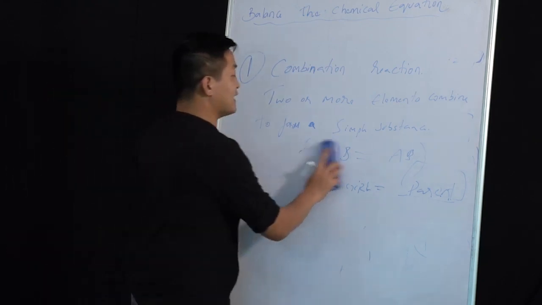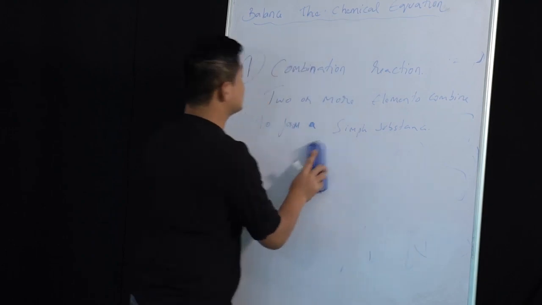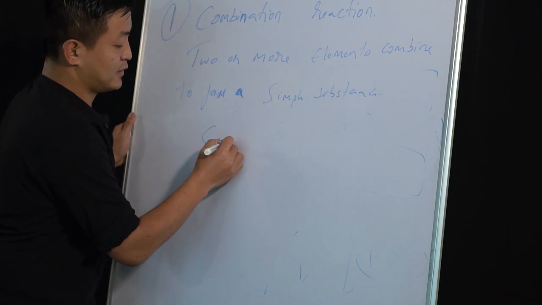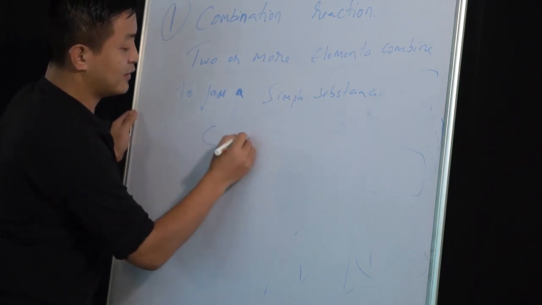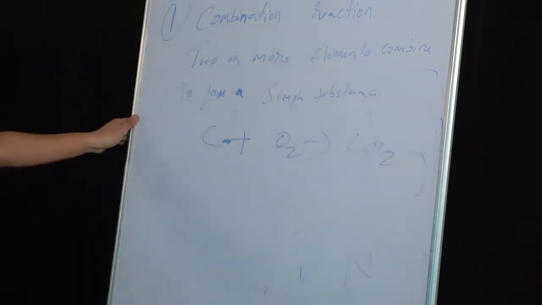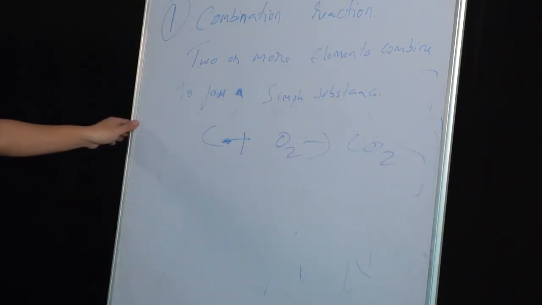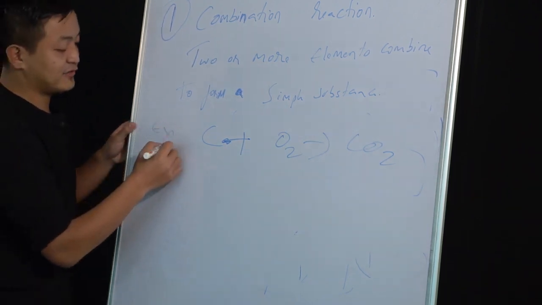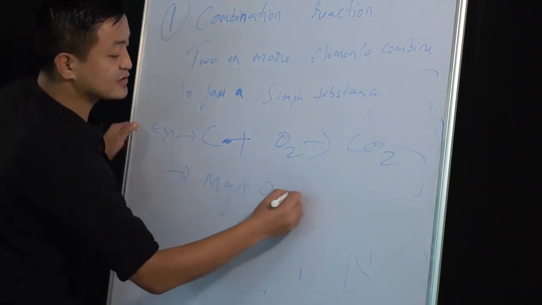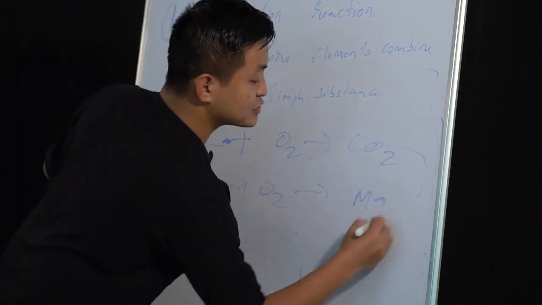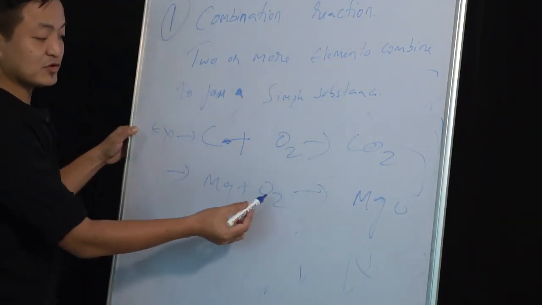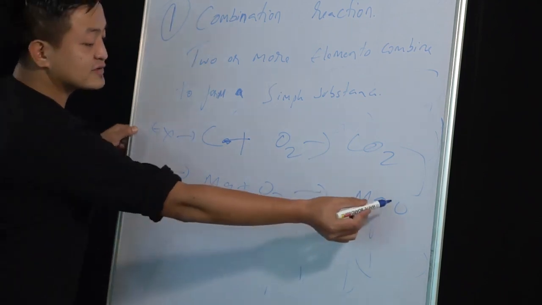So the chemical reaction for this combination reaction, I'll give you carbon: C, carbon plus oxygen gives carbon dioxide. Clear? This type of equation is already balanced. The second example for combination reaction would be magnesium and oxygen together. We have magnesium oxide. And here, this equation is not balanced because we have 2 oxygen here and 1 oxygen here.